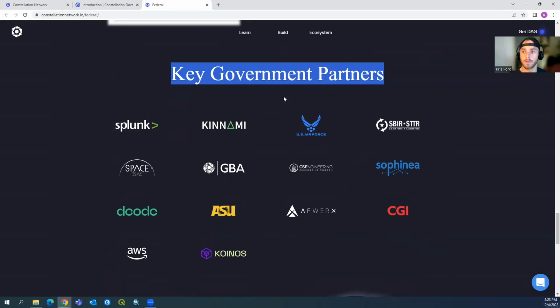They're going to want to use Constellation since it's built on top of the internet, and it also allows for fast communication, and it's also unhackable. So the U.S. Air Force is jumping on this bandwagon, and they're testing some of their technology using the DAG technology.